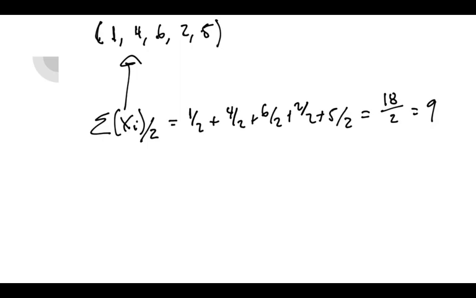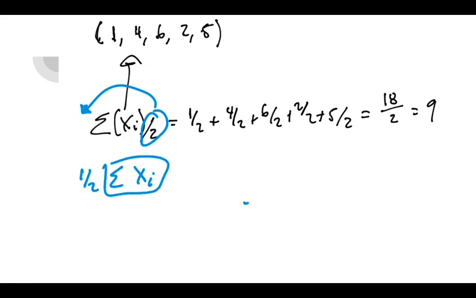Or another way to look at this is using associative properties in mathematics. You can take this divided by 2 and pull it out front, and so it's 1/2 times the sum of the xi's, and you can say, oh, well, I know that that's 18, so it's 1/2 of 18, and I get 9 again, which is good because that's the answer that I had before. So that's how to do these, right?